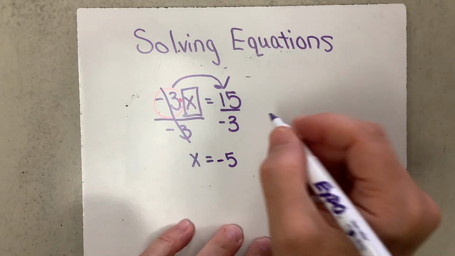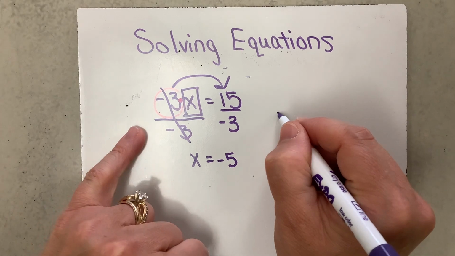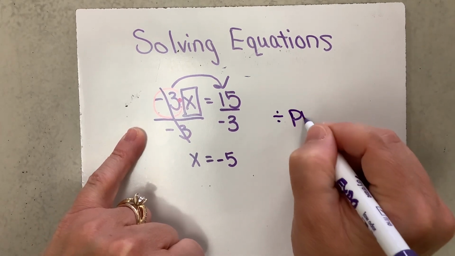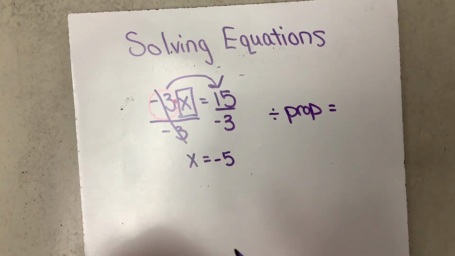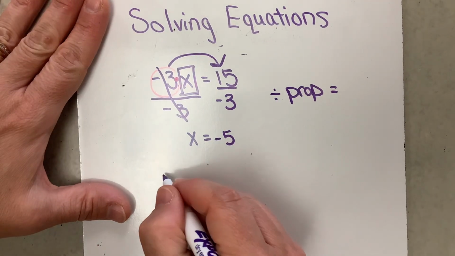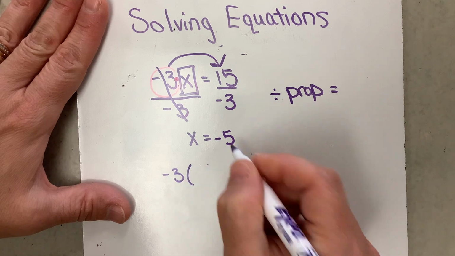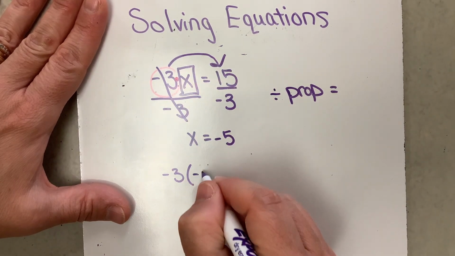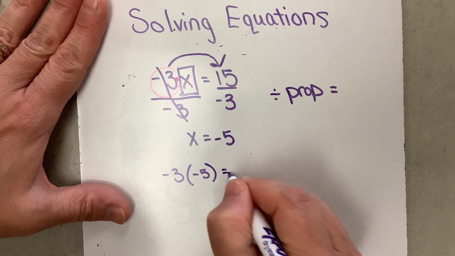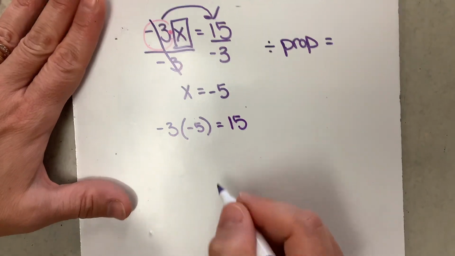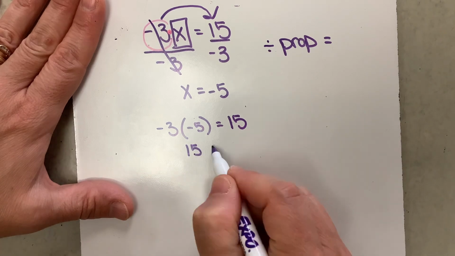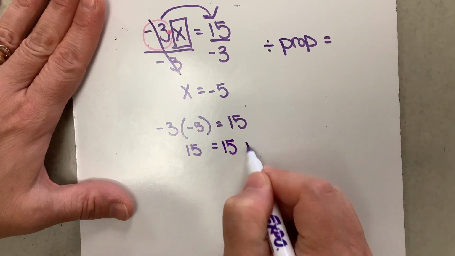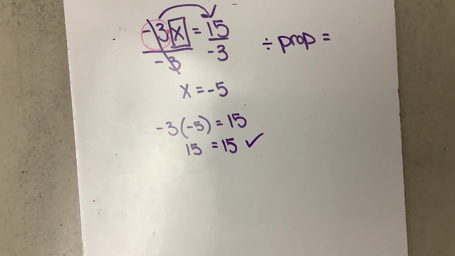We could again check this. Oh, before we do, this was the division property of equality because we did it to both sides. We can check our work by negative 3, and I'm going to plug in my x, so the negative 5 is what I found, equals 15. Negative times negative is positive, 3 times 5 is 15. And that is true. Alrighty.